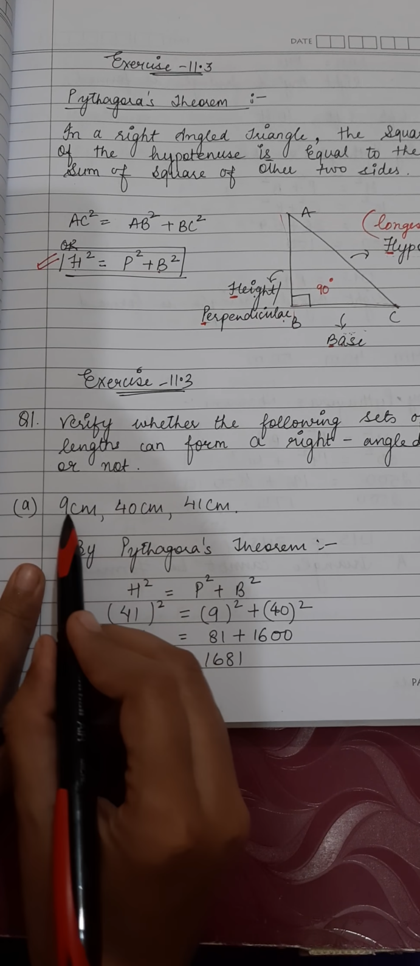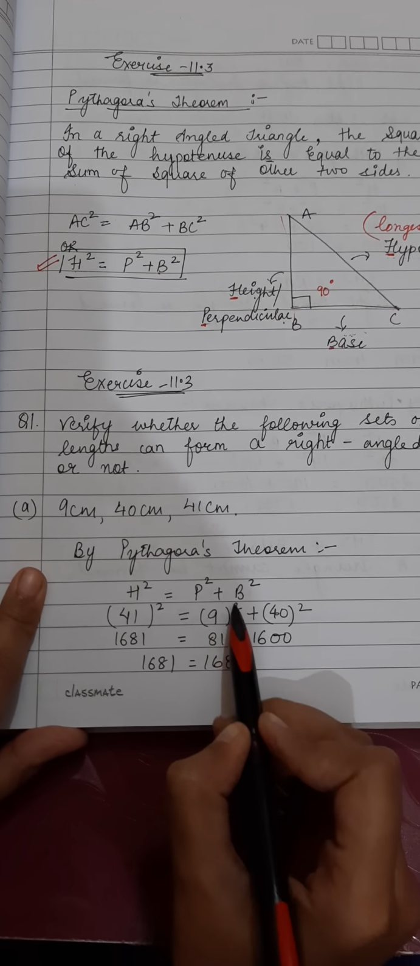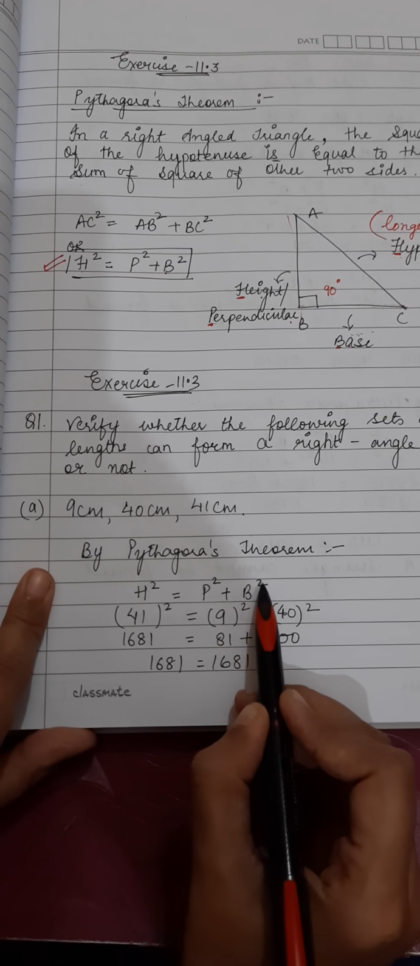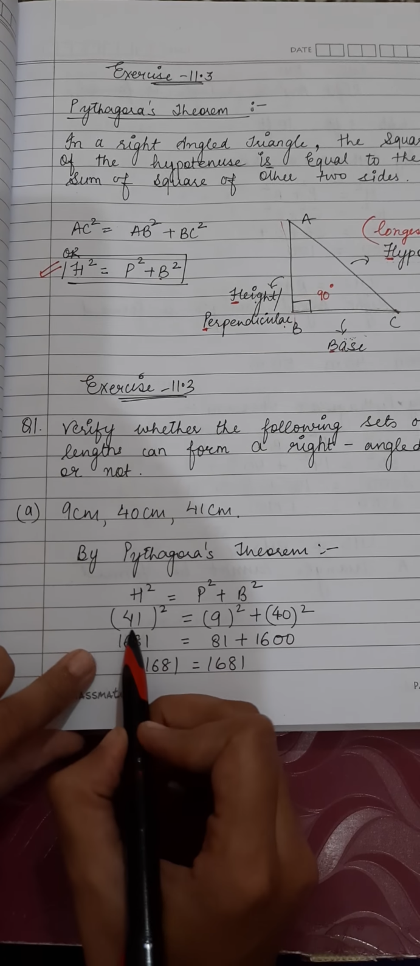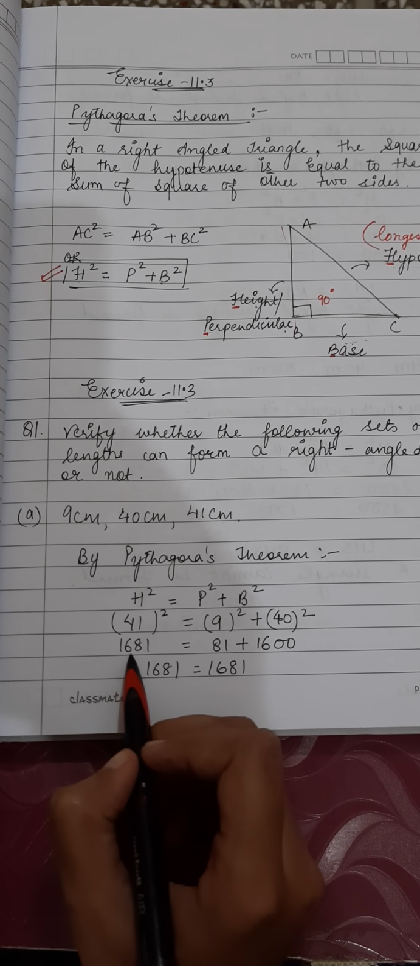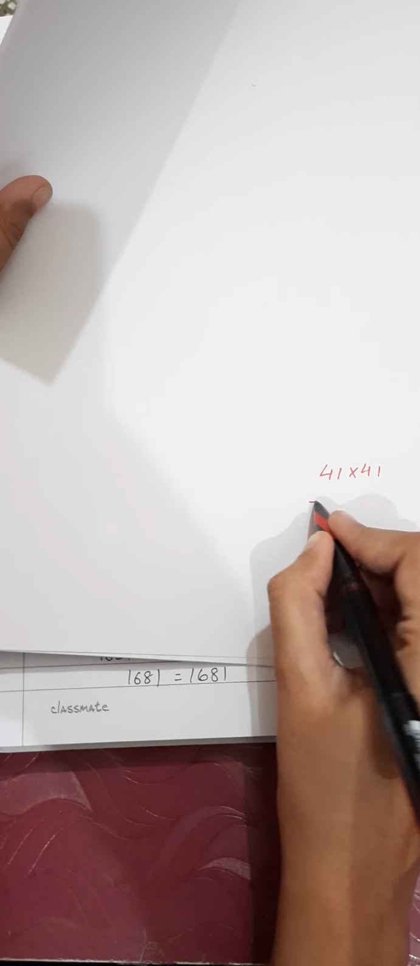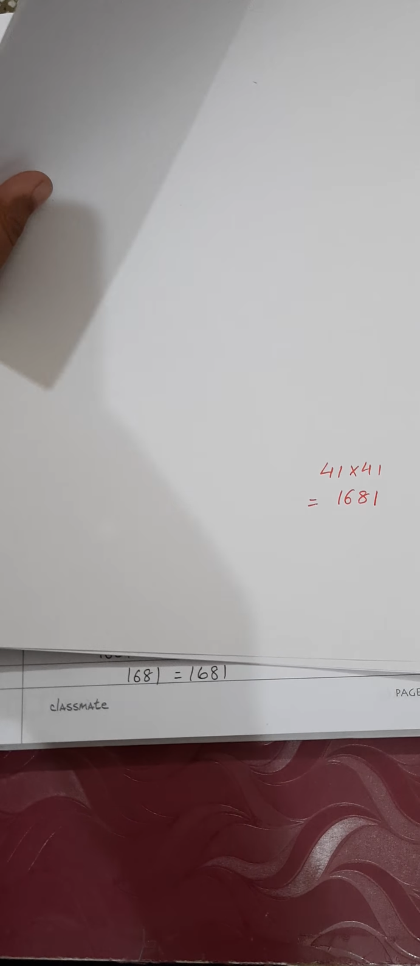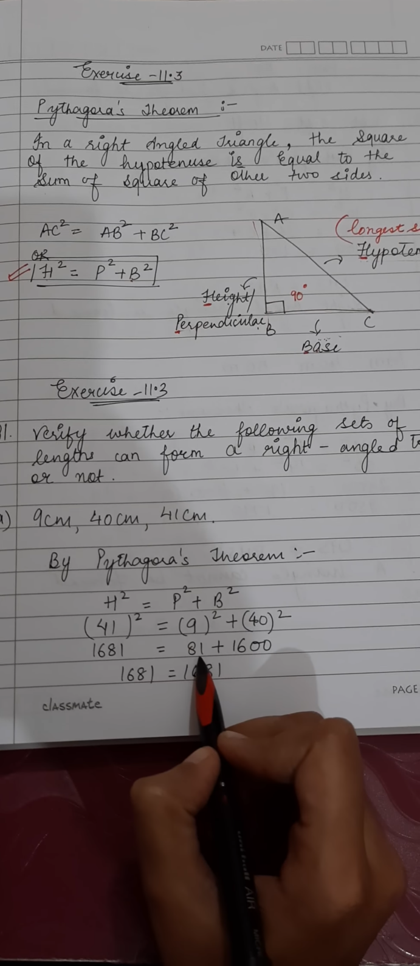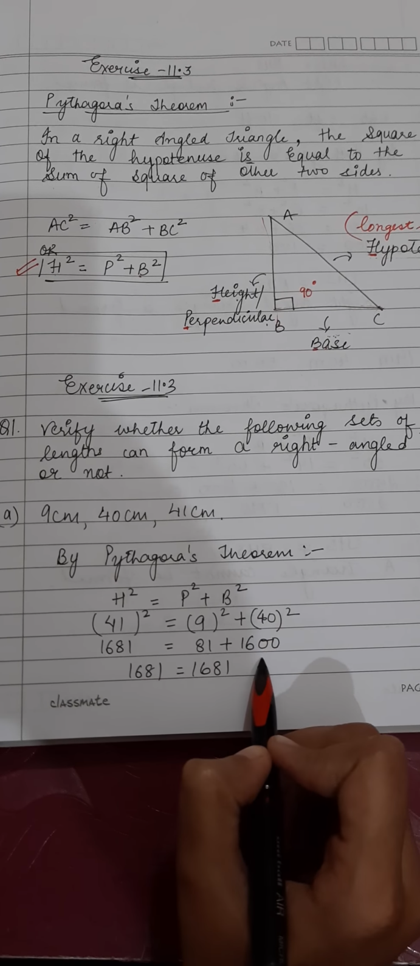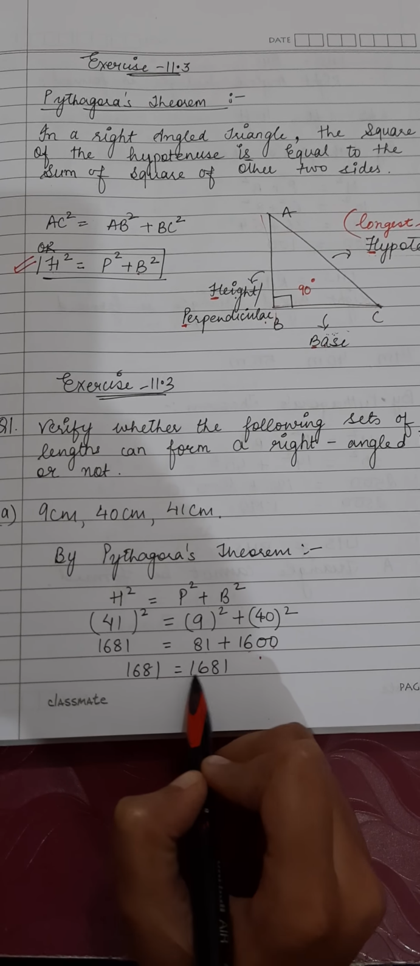I have taken perpendicular as 9. So I will be doing the square of 9 plus base square. And what is the base? 40 square. Now 41 square means you are going to multiply 41 two times. When you multiply 41 with 41, this is going to give you 1681. And this 1681 equals 9 square, which is 81, plus 40 square, which is 1600. When you add it, it will be 1681.